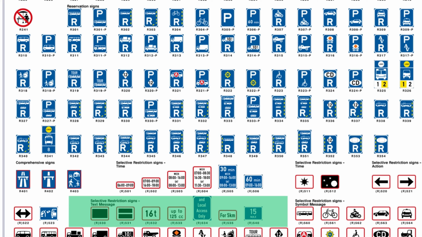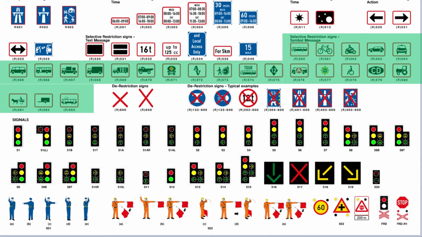Selective restriction text message signs are used to inform drivers of temporary restrictions on road use. The messages are typically displayed on electronic signs above the road. Selective restriction text messages are an important tool for keeping drivers informed of changing road conditions and restrictions.